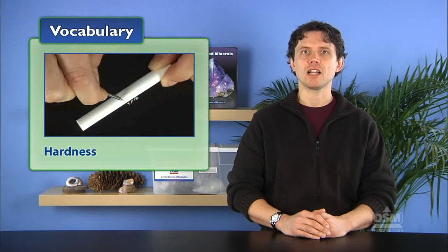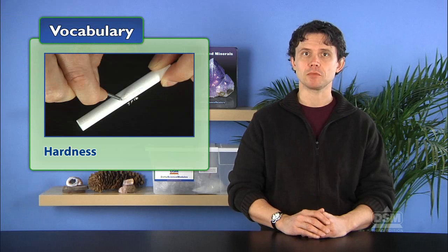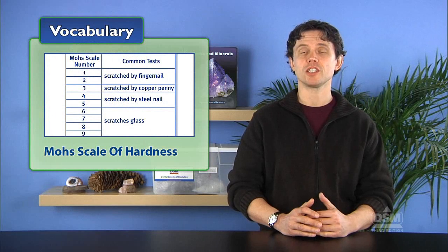Define hardness for the class as the resistance of the surface of a mineral to scratching by another substance, and explain that we determine the relative hardness of each mineral specimen by testing to see whether the mineral scratches a material of known hardness, or the material of known hardness scratches the mineral. Next, introduce the Mohs scale of hardness that ranks minerals in order of increasing hardness. This scale appears at the bottom of Activity Sheet 4.